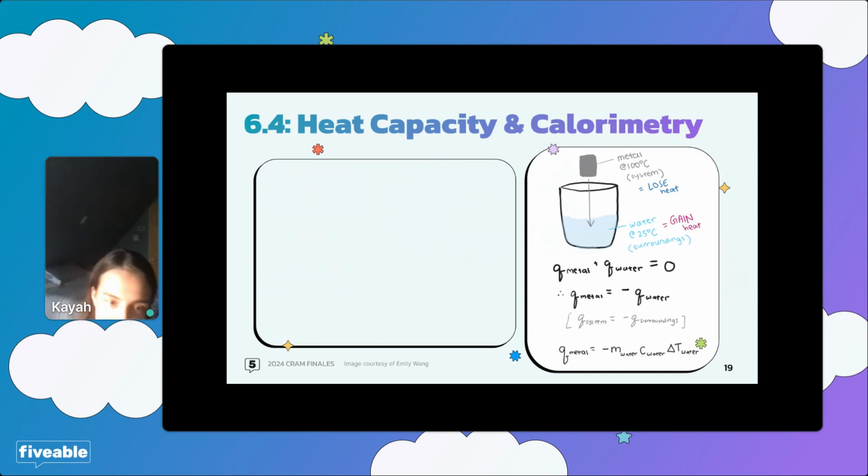So here we have calorimetry. You won't have to actually do this on your AP exam. They're not going to give you a cup and metal and say, go do this. Maybe you do that in lab, but you're not going to need to do it on the exam. But you do need to have an idea of what calorimetry is, right?